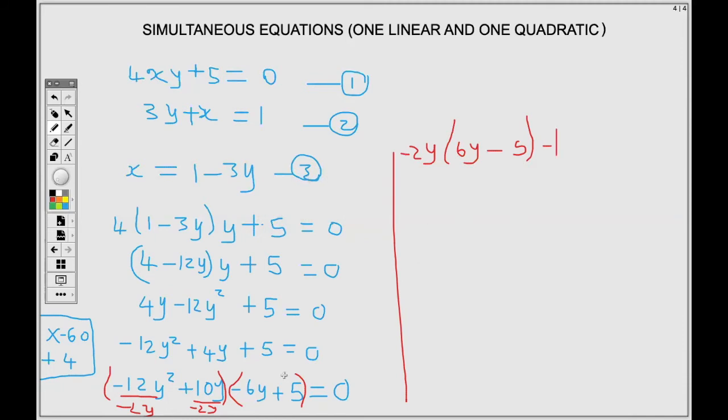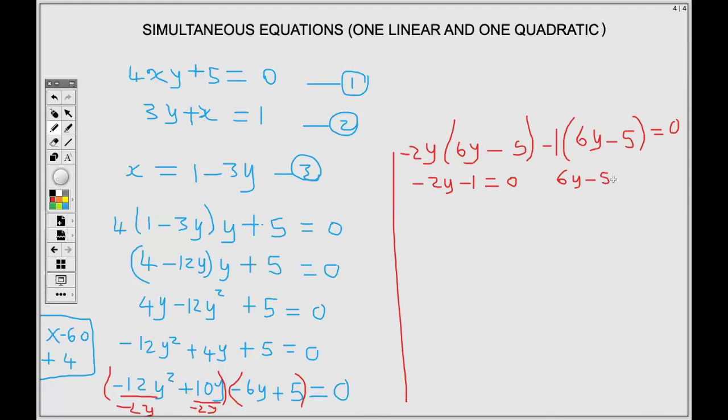Now we factor out the negative 1 because that's the only thing we can factor out, and the sign is going to change within the bracket. So we have 6y minus 5 equals 0. Now as you can see, both brackets are the same, so we can group the outer ones. So we have 2 minus 2y minus 1, and we have 6y minus 5, we write it once.